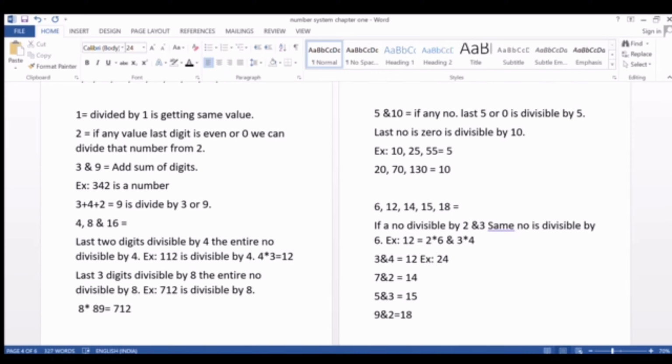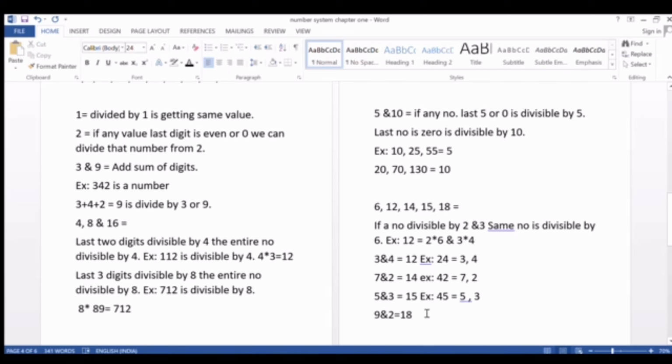The divisibility rule of 12 is: if a number is divisible by 3 and 4, the same number is divisible by 12 also. For example, 24. 24 is divisible by 3 and also by 4, so 24 is divisible by 12 also. 12 twos are 24. I hope you understand.